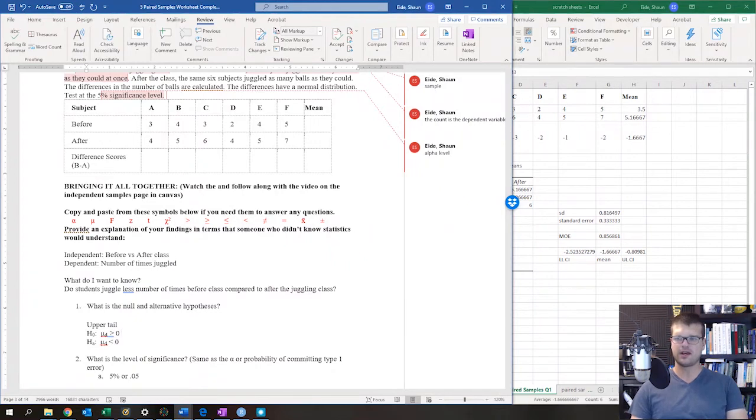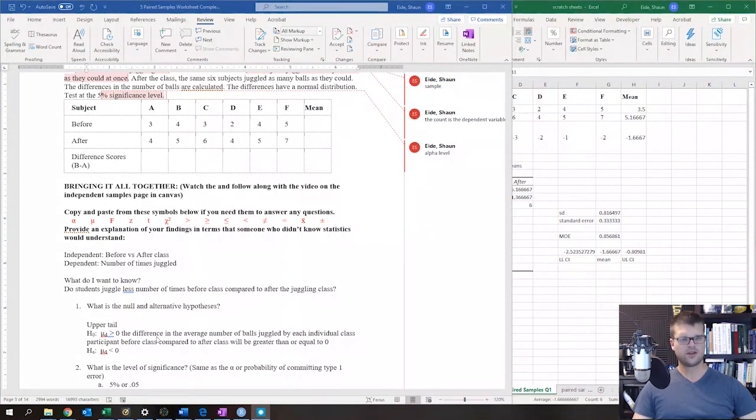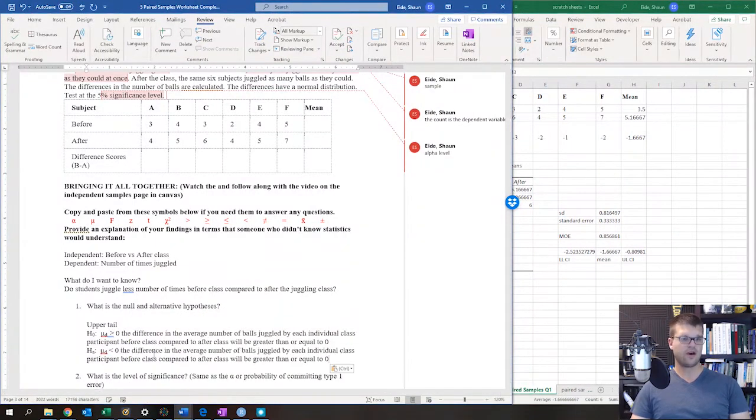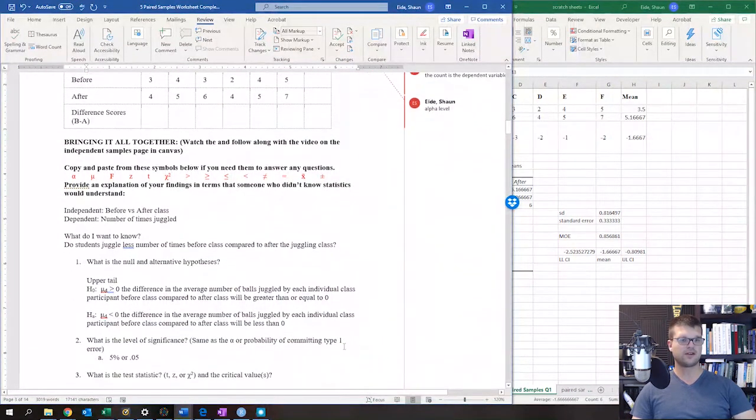And so I'll go ahead and write that out. Okay, so I wrote, the difference in the average number of balls juggled by each individual class participant before class compared to after class will be greater than or equal to 0. And so that right there is the null hypothesis. And for the alternative hypothesis, the difference in the average number of balls juggled by each individual class participant before class compared to after class will be less than 0. Less than 0. And so it's just a small change. But this is how you write the null and alternative hypothesis.